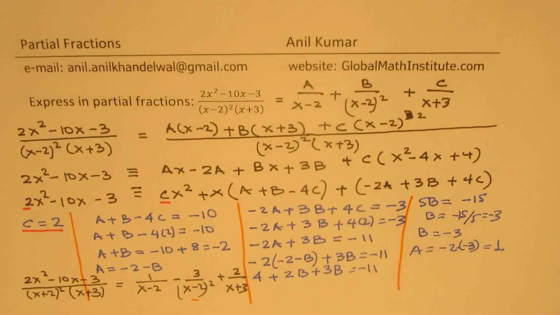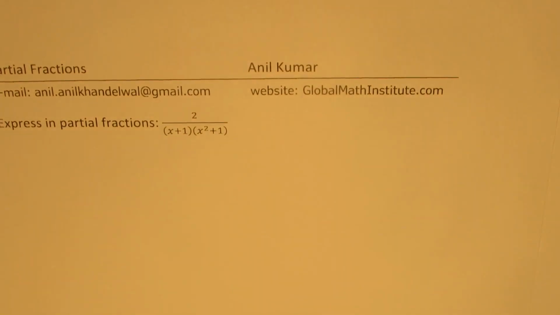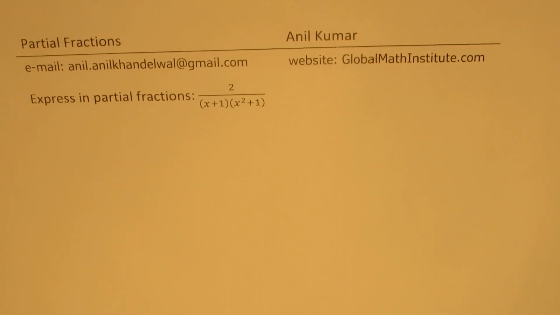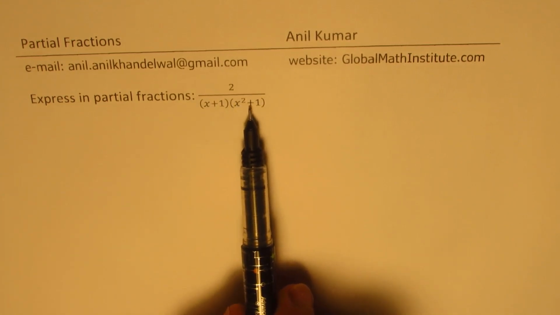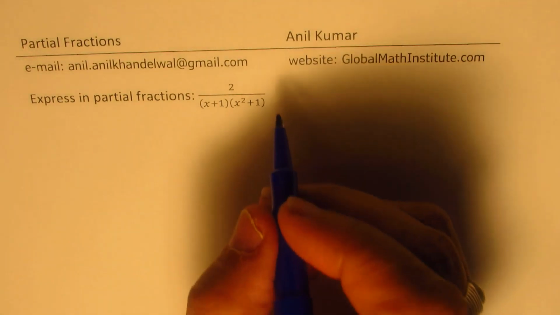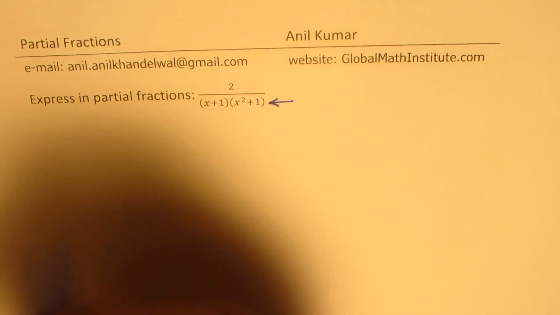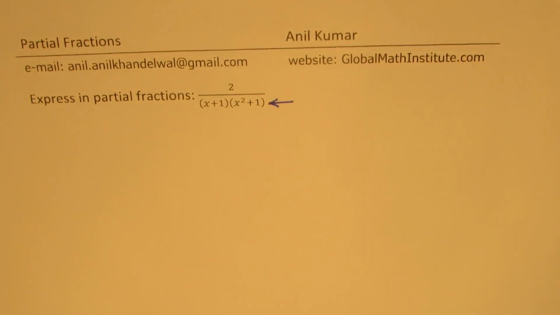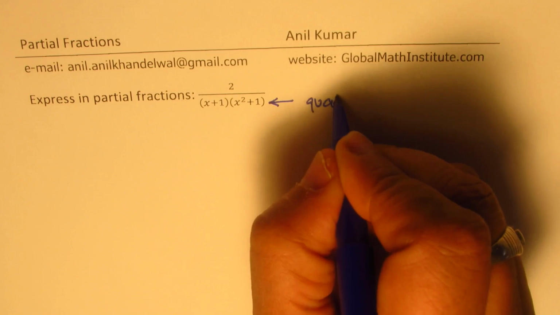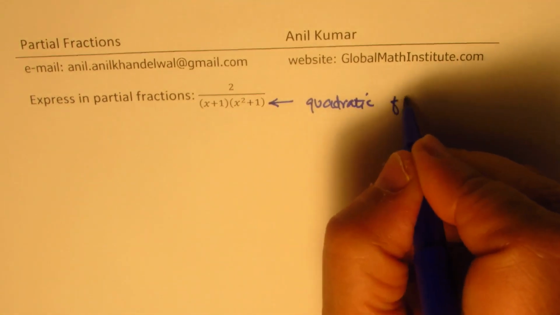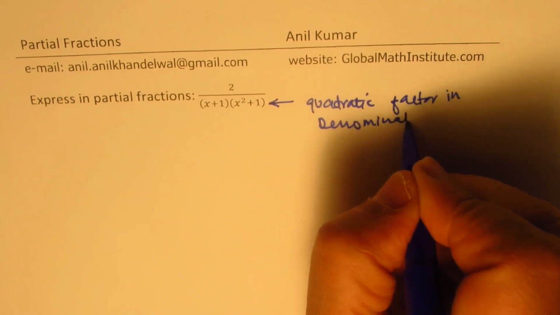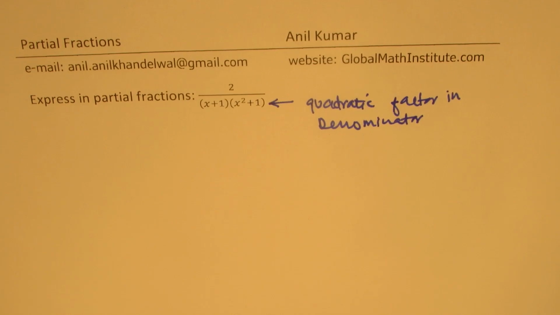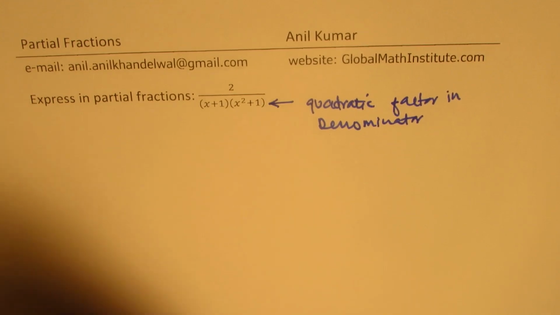Now here is the last question for you to try. So what we have here is relatively a simple question. 2 over x plus 1 over x squared minus 1. Now here what you note is that this particular is a quadratic factor, right? So we have a quadratic factor in the denominator. So here, when you write this as a partial fraction, the numerator should be a linear portion, correct? So that's kind of important.